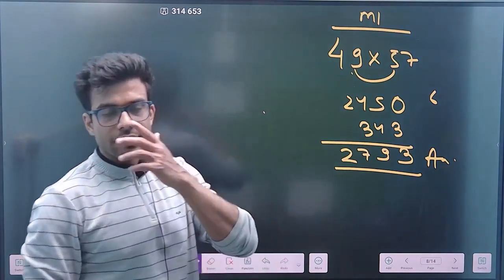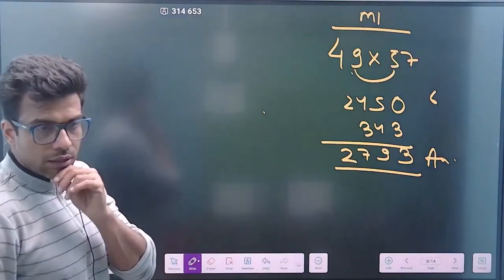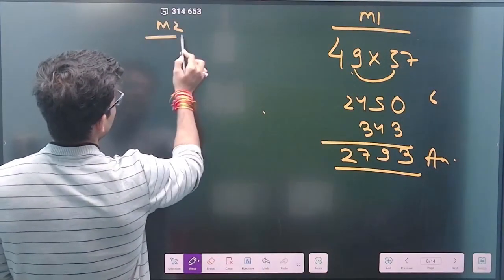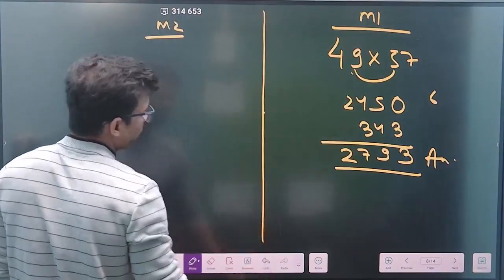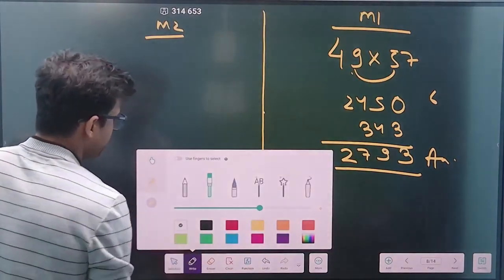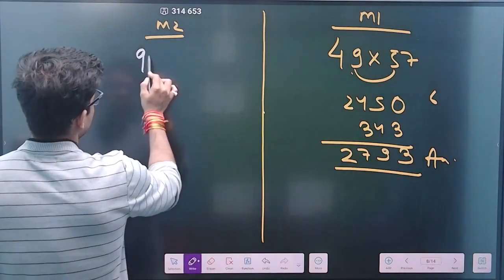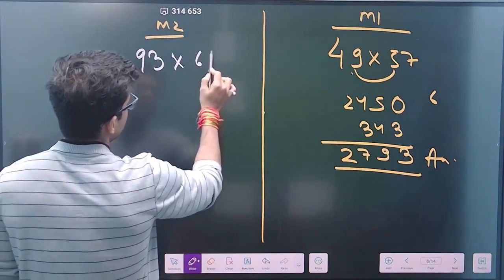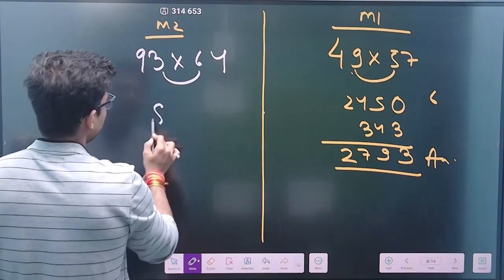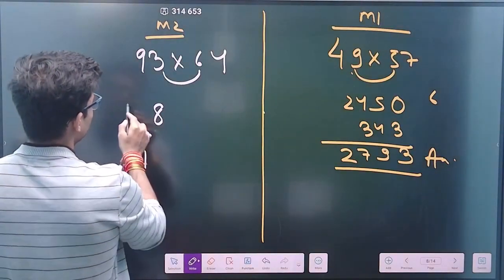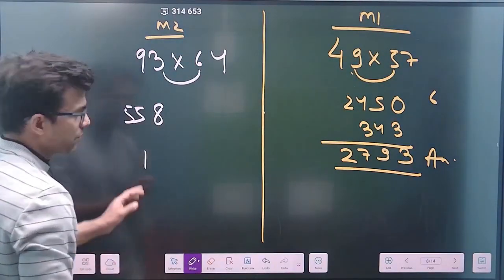Let's take one more example for a 2-digit number. Let's take method number 2, though you can apply any of the methods in solving the problem. Let's take 93 multiplied by 64. Now 4 3s are 12, carry 1, 4 9s are 36, 37.